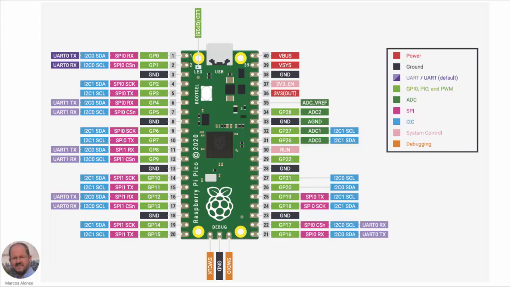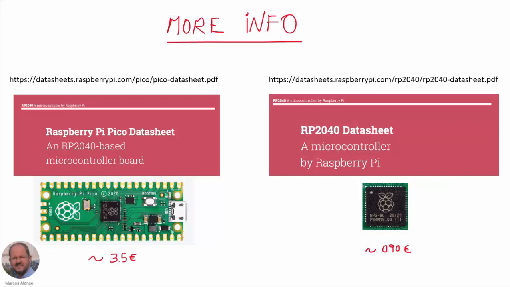Here we can see a drawing showing all the pins with their different functions as obtained from the manufacturer's information. For more information, I recommend you to visit these links here with the information corresponding to the Raspberry Pi Pico datasheet and with the information corresponding to the Raspberry Pi RP2040 microcontroller. Also, I would like to highlight the low cost of these devices. The board is around 3.5 euro and the microcontroller cost is around 0.90 euro.